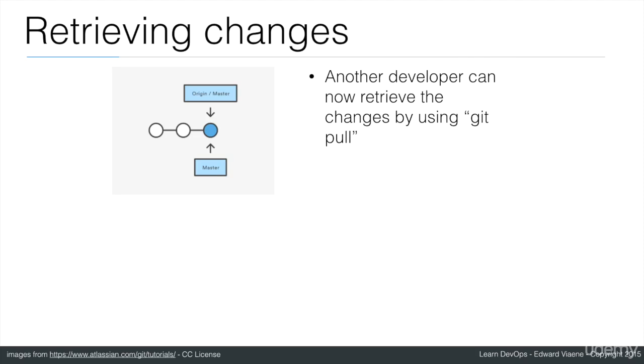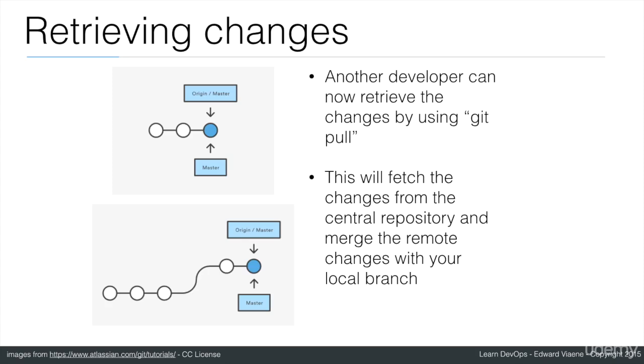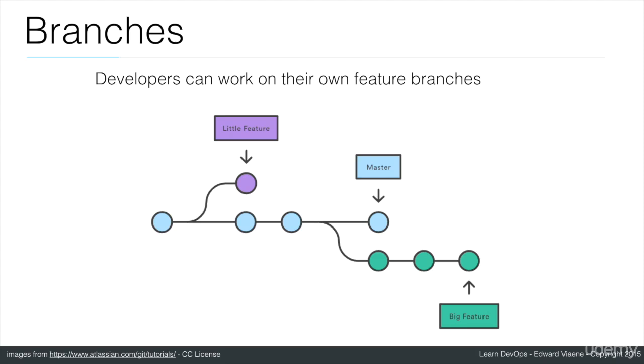Now that we pushed our changes to the central repository, other team members can retrieve the changes by using git pull. You can see on the image that our team member has an outdated version of our repository. When executing git pull, it will fetch the changes from the central repository and merge the remote changes with our local branch. On the left bottom picture, you see that our master branch is now pointing to the last commit, the same commit that was pushed earlier by another developer. Git is a really powerful tool and very complex to fully understand. It will take you some time to get used to.